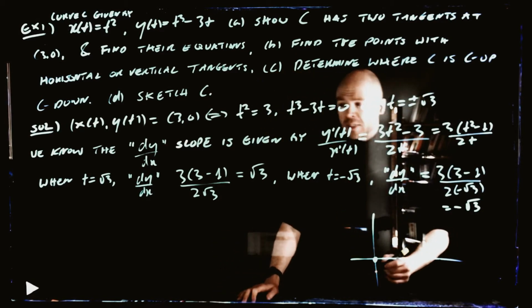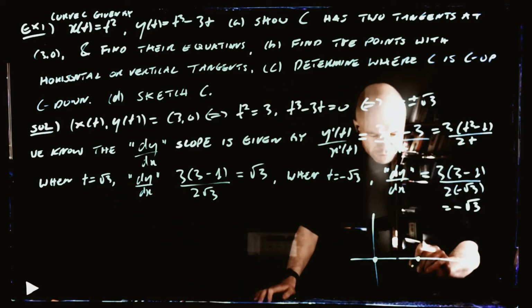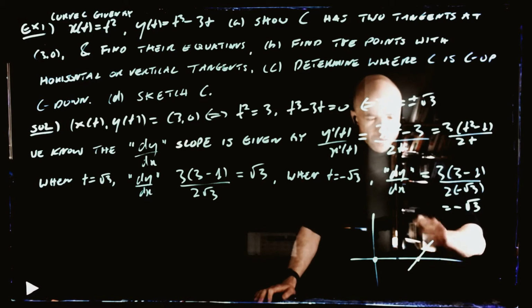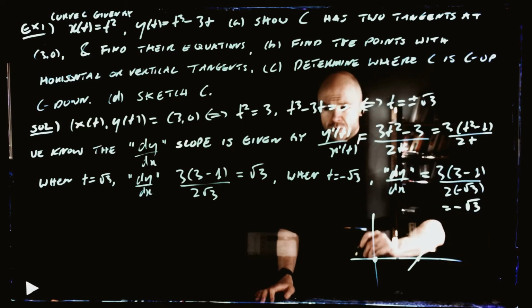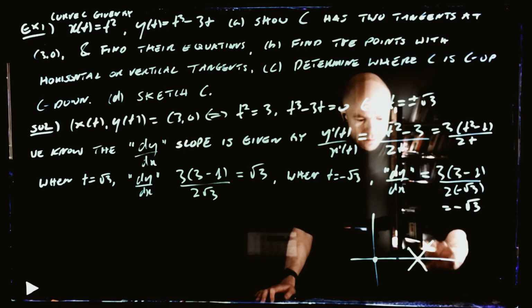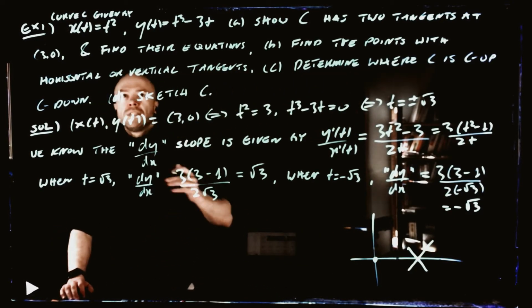And when we're doing this, we have different slopes. So when we're going like this at time root 3, we're going up with this slope, something like this. And when we are doing this at time minus root 3, we are going down with slope something like this. Yeah? So that's some initial information that we know. Cool. All right. Second part.